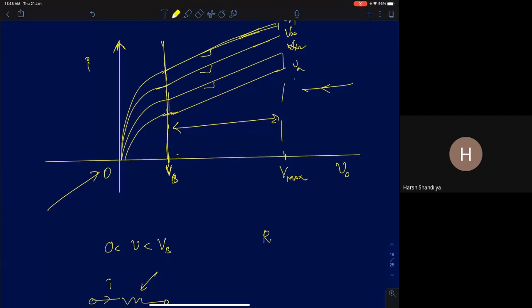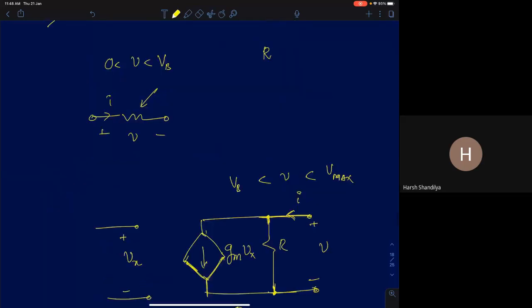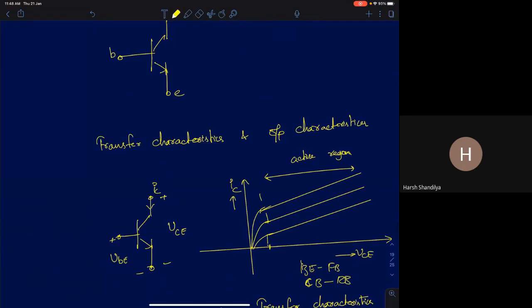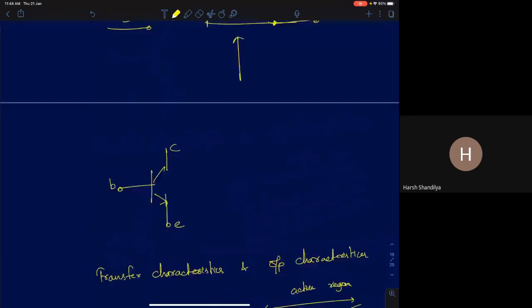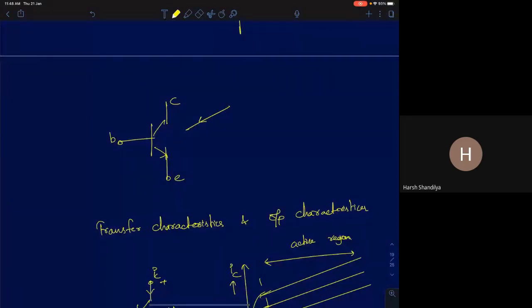Think again. What is transfer? What is output? This is output characteristics. I'll come to it again. You should see there is a subtle difference between output and transfer characteristics. So we take a BJT, a 3-terminal BJT device: base, collector and emitter.